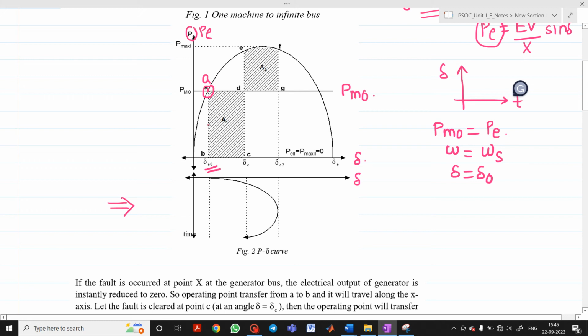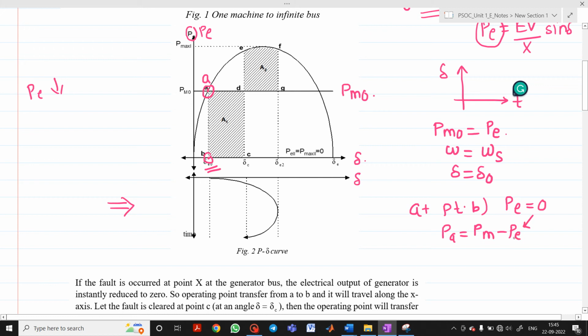Now from A to B, what happens? The value of PE goes on reducing. At point B, what do you observe? At point B, as voltage is equal to 0, PE will be equal to 0, and the electrical characteristic will shift from point A to point B, which is along the x-axis. So I will write it here. We know PA, the accelerating power, will be equal to PM minus PE.